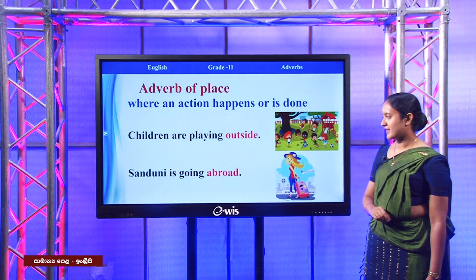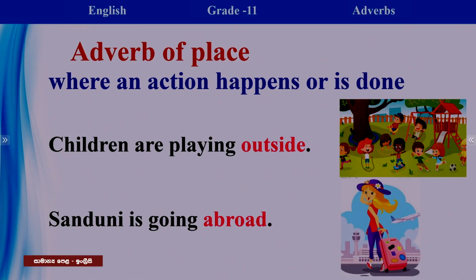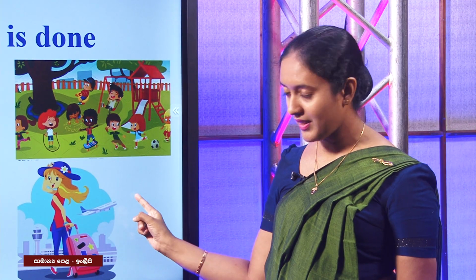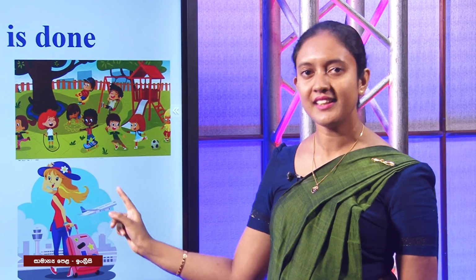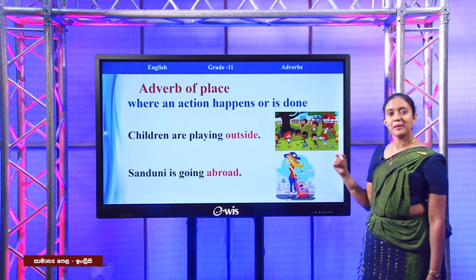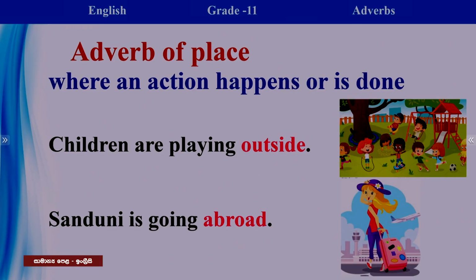Look at this example. Sanduni is going abroad. So, where is Sanduni going? Yes, she is carrying a bag and there is an aeroplane also. So, she is going abroad. This word abroad indicates the place where Sanduni is going. So, you call it an adverb of place.